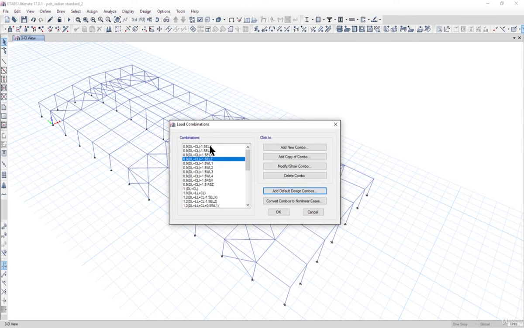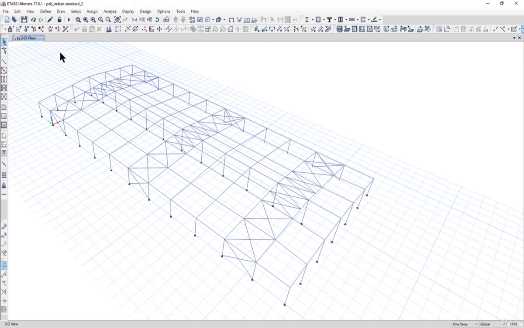If we are going for simple static analysis, then we need to consider these load combinations, and if we are doing response spectrum analysis, then we need to consider these load combinations. That I will tell you in the later lectures. But right now our main purpose is to check the load combinations and their applicability and correctness, whether they are desirable or not. So the rest of the load combinations are now okay, and left click on OK and save this model.